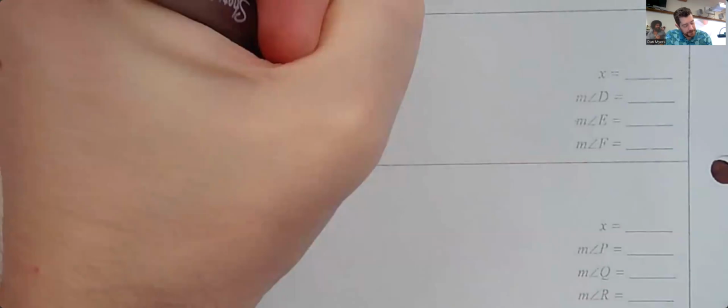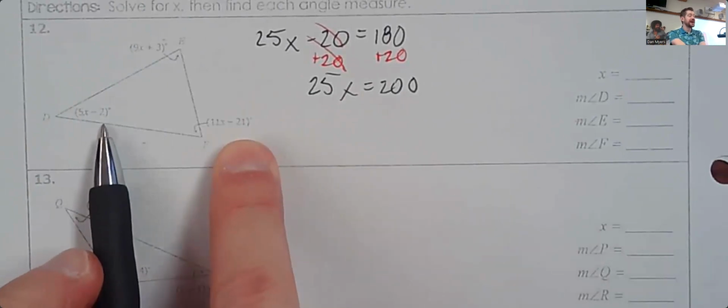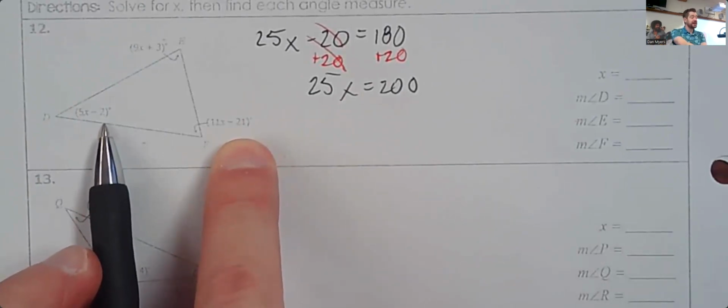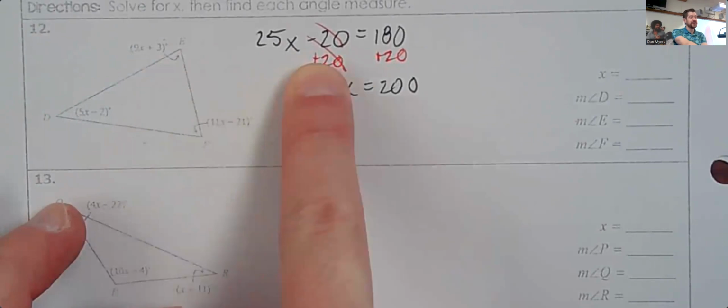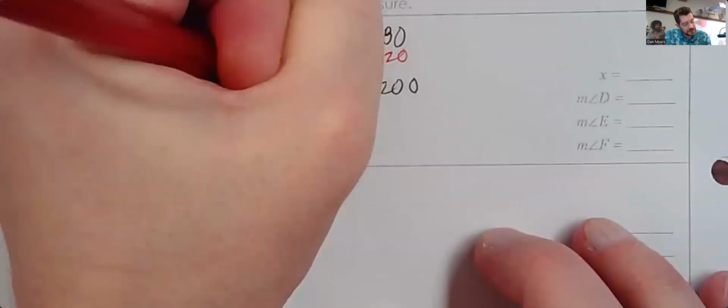Okay, did we put 3? Yeah, so we had the negative 21 and the negative 2. That added to equal negative 23. And then if you add 3 to negative 23, that gives you negative 20. So 25x equals 200, divided by 25.